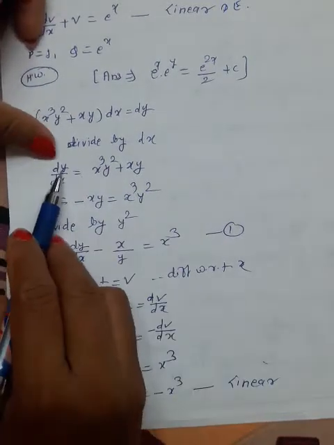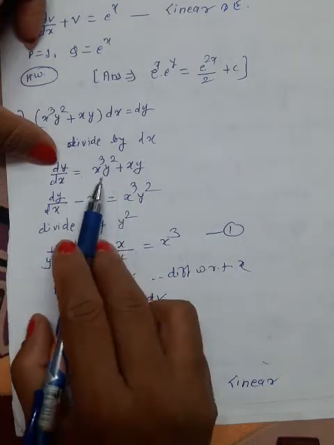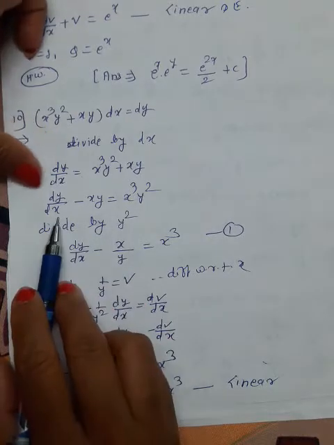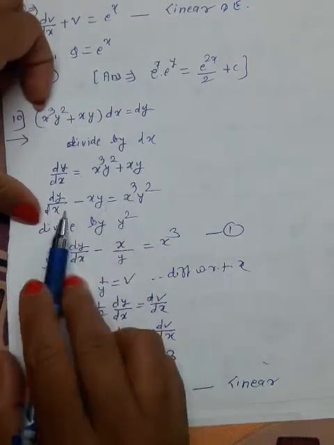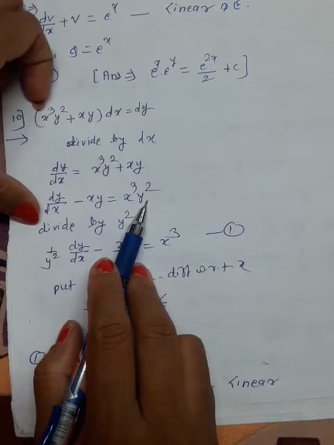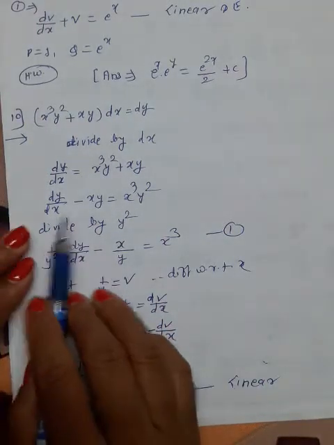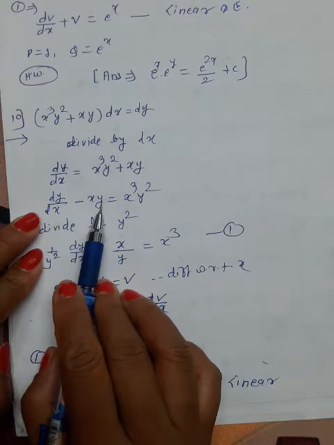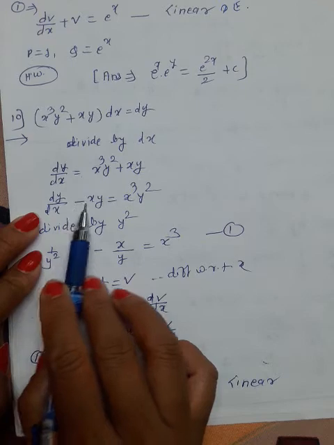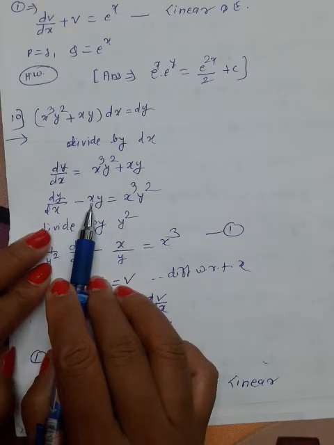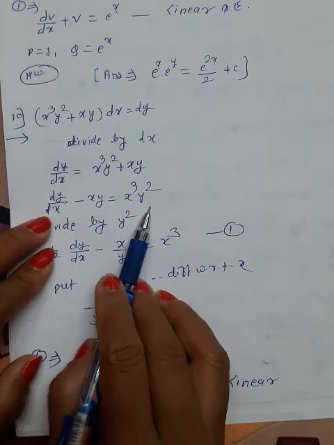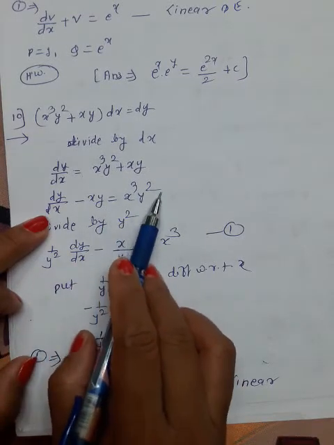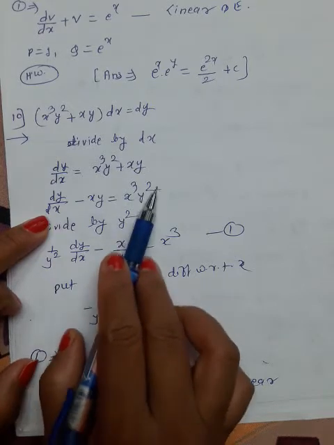Now next step, the y term should be on the LHS. Out of these two terms, this term contains y. That's why we have to take this term to the LHS. Divide by dx, this term becomes minus xy is equal to x cube y square. Okay, second step complete. Now if you observe, dy by dx means this y should be present here and all the rest of the terms contain only x. On the RHS there should be only x.